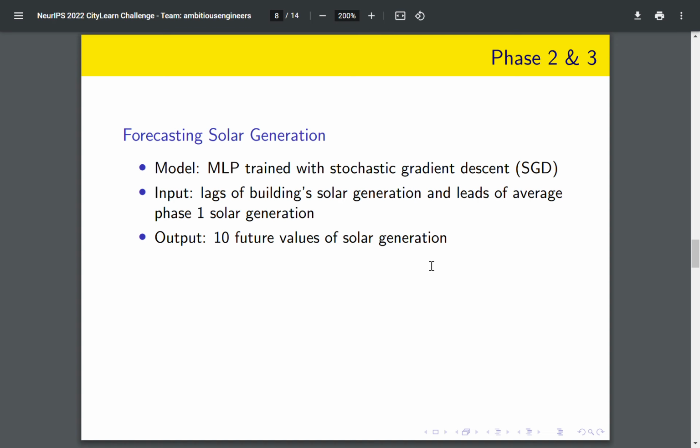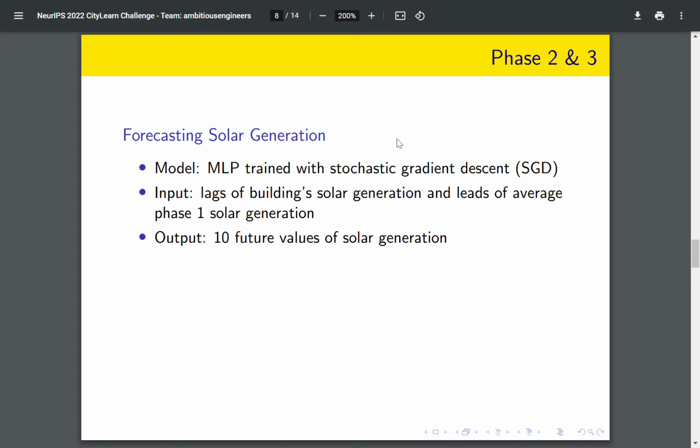The input to this model was the lags for each building's solar generation. And then we also found it helpful on the public leaderboard to use the average phase 1 solar generation and look at future values or leads of that. You can sort of think of that as a leak, because we don't have future values in real life.